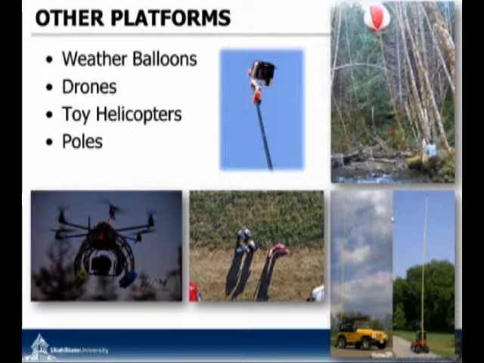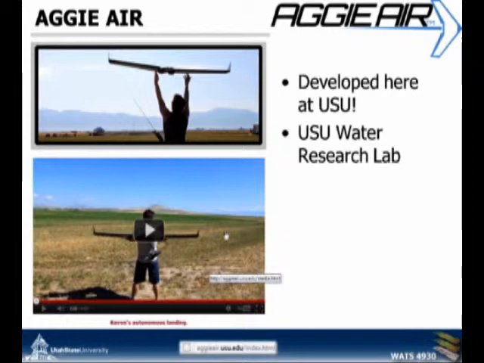Also, poles are actually used more than you might think. One of the annoying things about poles is the imagery always has a pole in it. One of the annoying things about these tethered solutions is they always have a string in it, but that's a little bit more subtle. But it depends on what you're doing. Some of these things can be quite useful. Then there's drones or UAVs, unmanned aerial vehicles, and so not just for the military anymore.